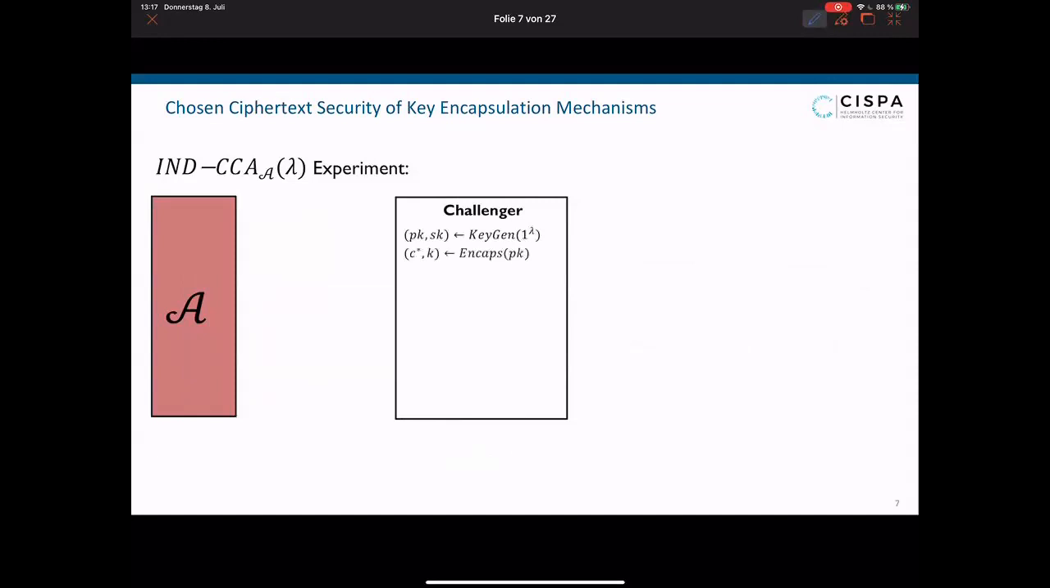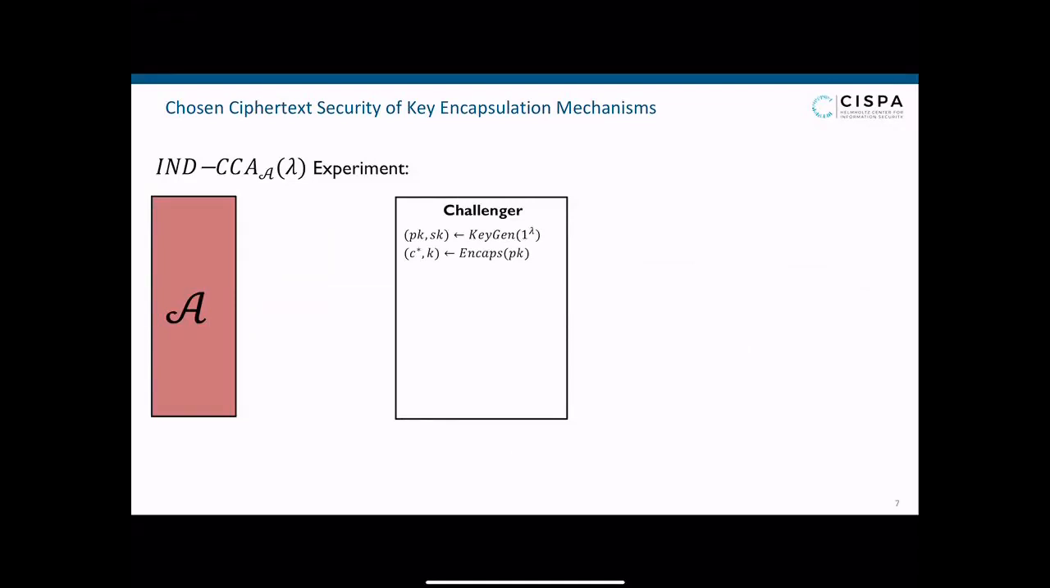Again, we generate our public and secret keys, and now we directly encapsulate a key because for KEMs there are no messages. Choose a random bit B. If B equals 0, set K star to be just the key we just generated. Otherwise, choose a fresh key, and now we just give the adversary PK, C star, and K star.